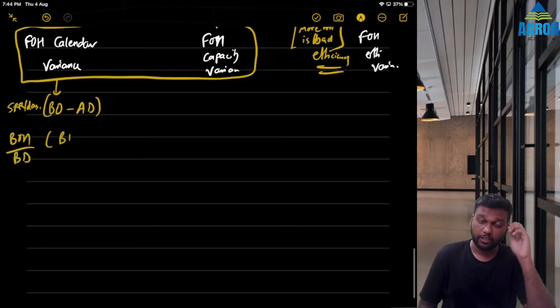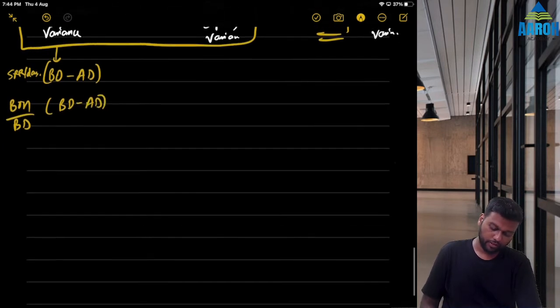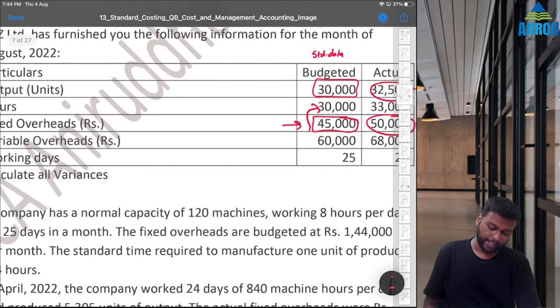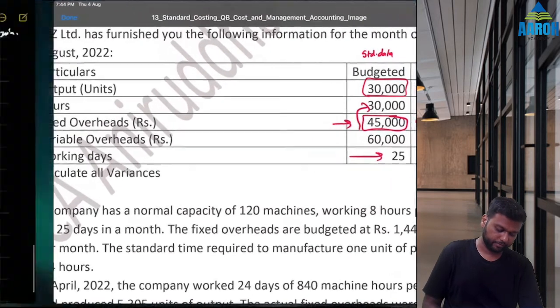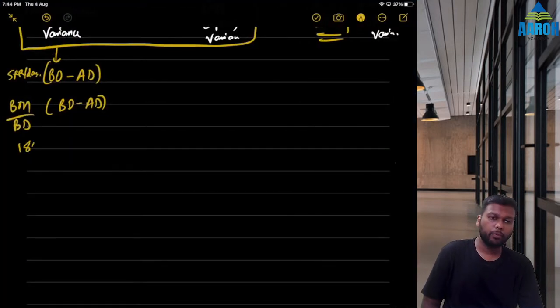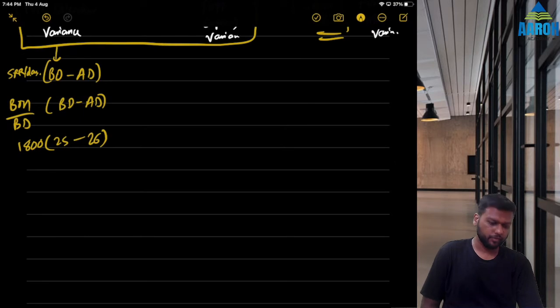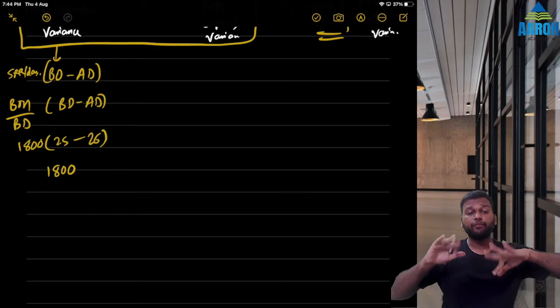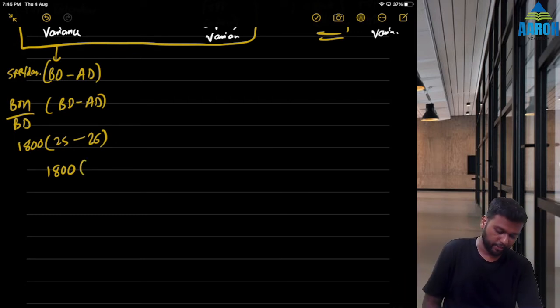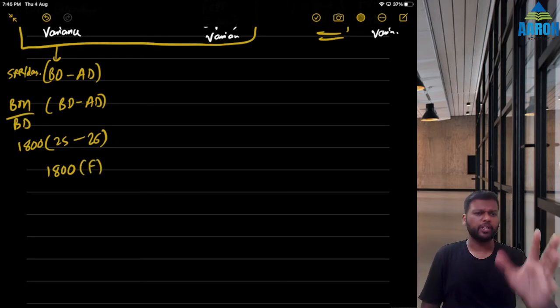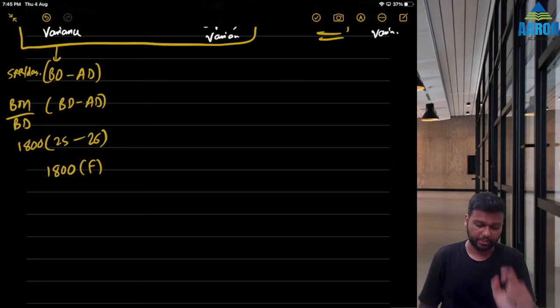Let's calculate this. Budgeted overheads we have 45,000. Budgeted days, working days, we have 25. So what is SRR per day? 45,000 divided by 25, that is 1800. Into budgeted days 25 minus actual days are 26. So it will be 1800. Again it is negative, but like I said, we have worked for one more day, which is good, so favorable. One more day we have worked, so that is good, so favorable. This is capacity, not efficiency.